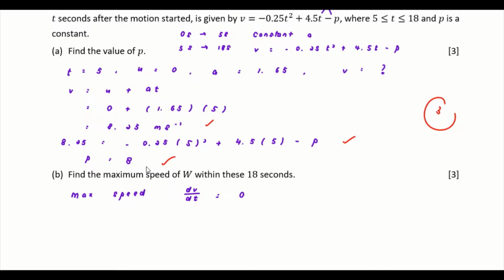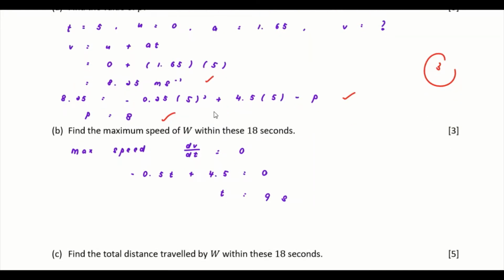So what we need to do is just differentiate the v equation here. So dv/dt, let's differentiate it, because we are getting dv/dt, right? Moving the power in front, you are going to get negative 0.5t plus 4.5 equals 0. Okay, just by solving this, we'll get t equal to 9 seconds. After we get this, the question wants us to find the maximum speed, so we need to substitute back into the equation of v to get our answer.